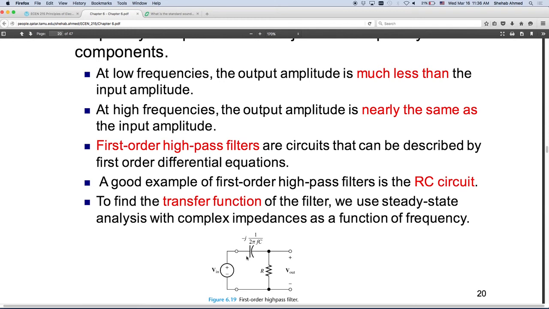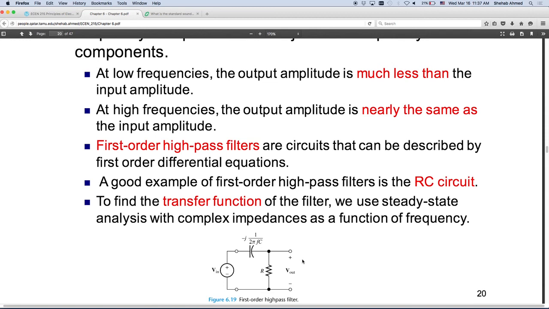So at high frequency, what is this capacitor doing? It's letting everything go through, right? So it's a high-pass filter. It's a short circuit to high frequency. And at DC, what is it doing? It's blocking. It's an open circuit for any DC signal, right? So that's where the circuit comes from.